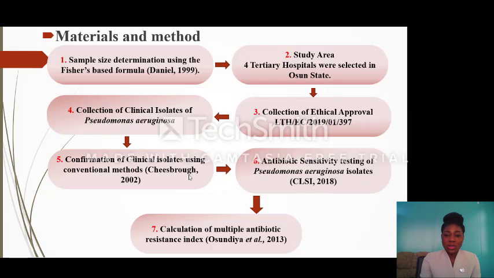After the successful antibiotic sensitivity testing, the multiple antibiotic resistance index of each of the isolates was calculated according to the formula described by Oshundiya et al. 2013. The formula states that the multiple antibiotic resistance index is the total number of antibiotics to which a particular isolate is resistant divided by the total number of antibiotics that was tested against that isolate. Multiple antibiotic resistance was determined by an index greater than 0.2.